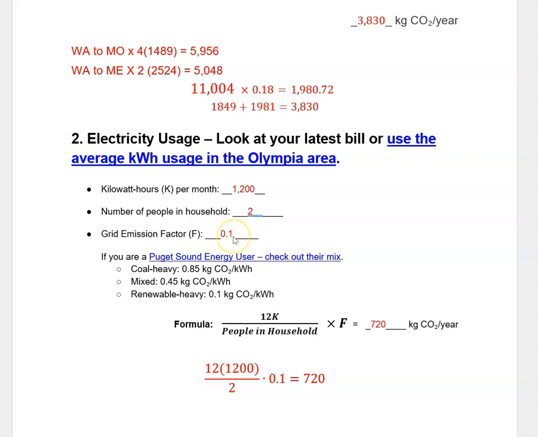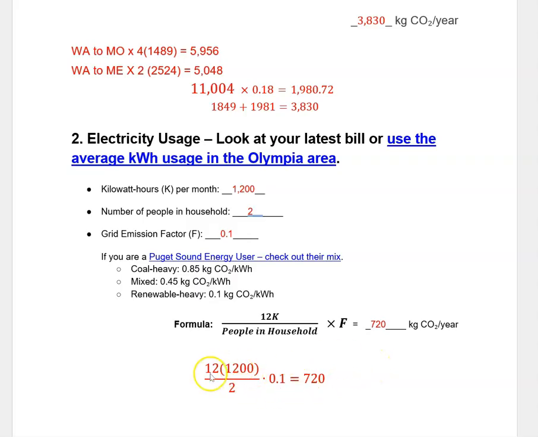Where did this 0.01 come from? In my house, I use gas heat, but also electricity. I use electricity from the company, but I also have solar panels. So mine's a renewable and heavy mix, so I did a 0.1. Here's my kilowatt hours per month and the people in my household. So here we go: 12 times K over the people in the household times F. I got 12 times 1200 over 2, times 0.1, is 720.